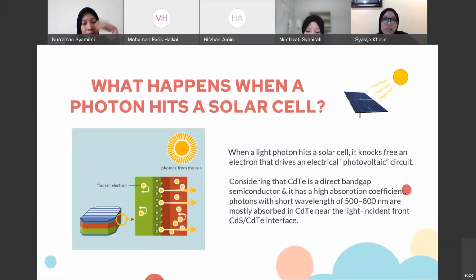Okay. What happens when a photon hits a solar cell? When a light photon hits a solar cell, it knocks free an electron that drives an electrical photovoltaic circuit. Considering that cadmium telluride is a direct band gap semiconductor and has a high absorption coefficient, photons with short wavelengths of 500 to 800 nanometers are mostly absorbed in cadmium telluride near the light incident front, the cadmium sulfide cadmium telluride interface.